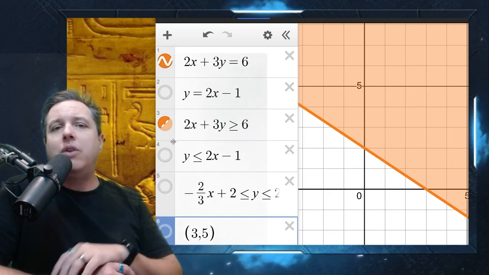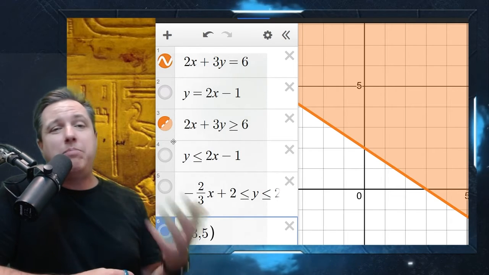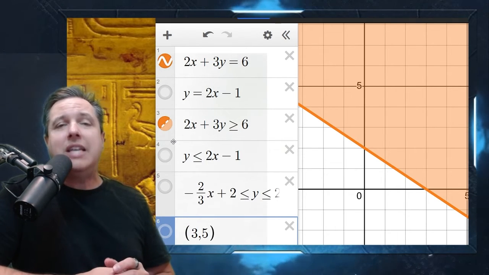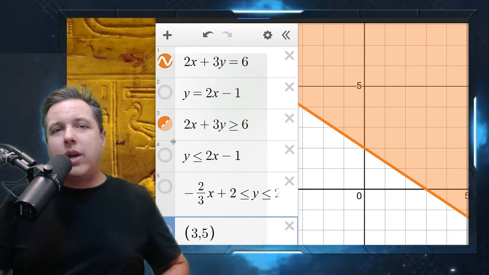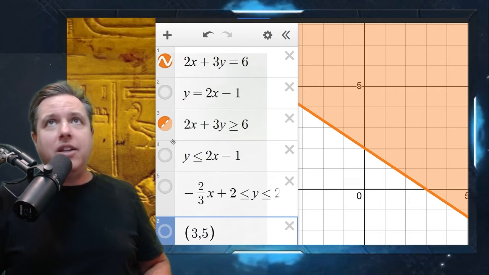So the reason we do this is there's no real good notation for describing the shapes that we get when we solve these inequalities. So really the best way to represent those solutions is by graphing them. So that's what we do. Okay, so that's your quick reminder of how to graph inequalities.